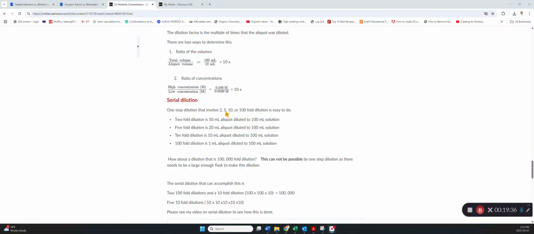We could also do other kinds of dilutions, like what we call a twofold dilution. We take something like 50 mils of the stock solution and dilute it with another 50 mils of water. So there'll be a twofold dilution. So the high concentration would be 0.5, and the low concentration will be 0.25, that'll be a twofold dilution.